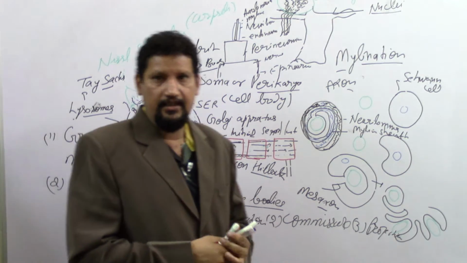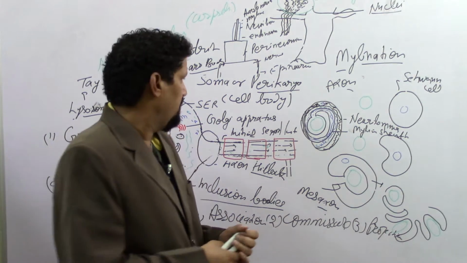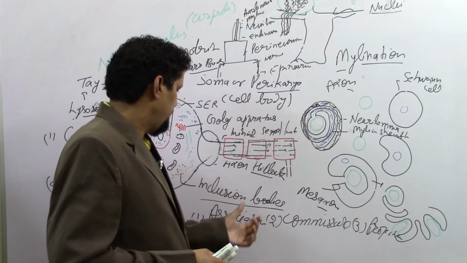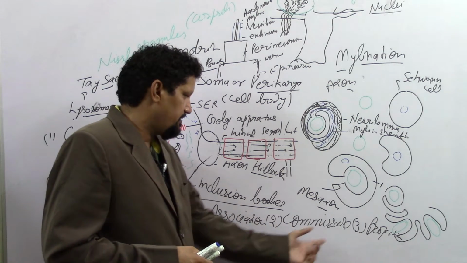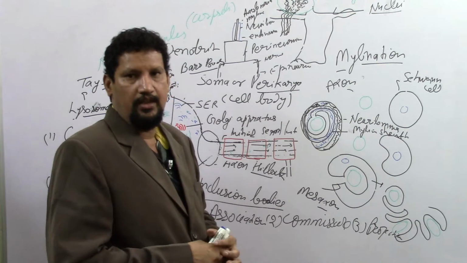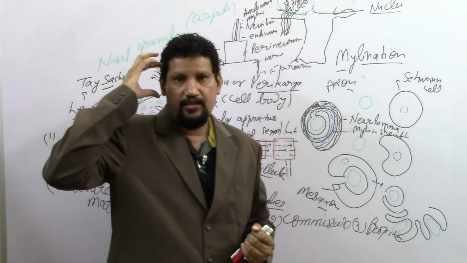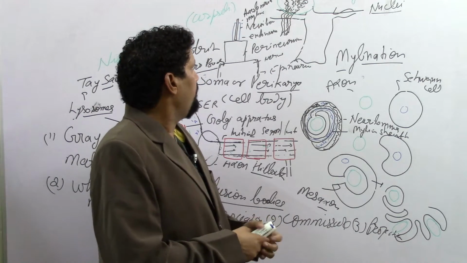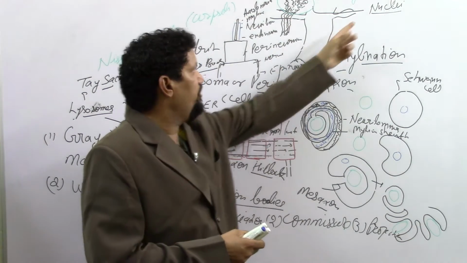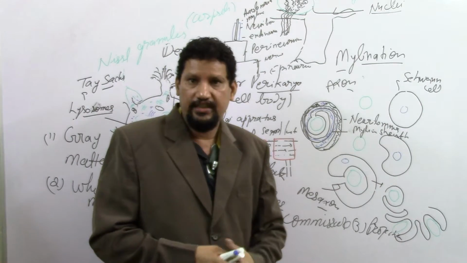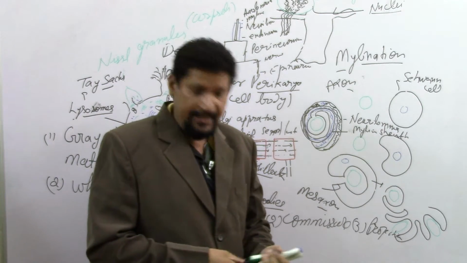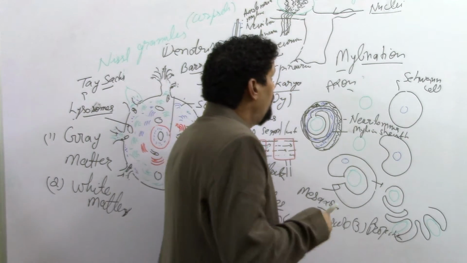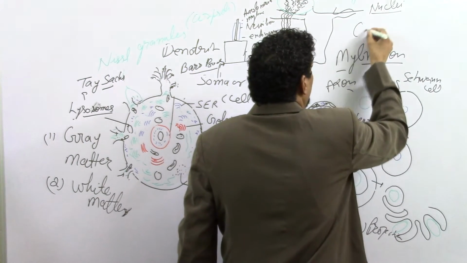So white matter in the central nervous system can be seen in the form of association fibers, commissural fibers, and projection fibers. The gray matter inside the central nervous system can be seen in the form of nuclei and also in the form of cortices. What are cortices?